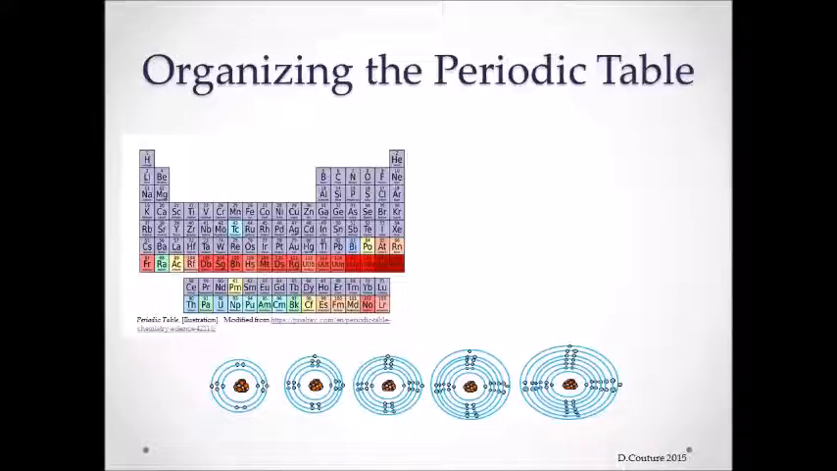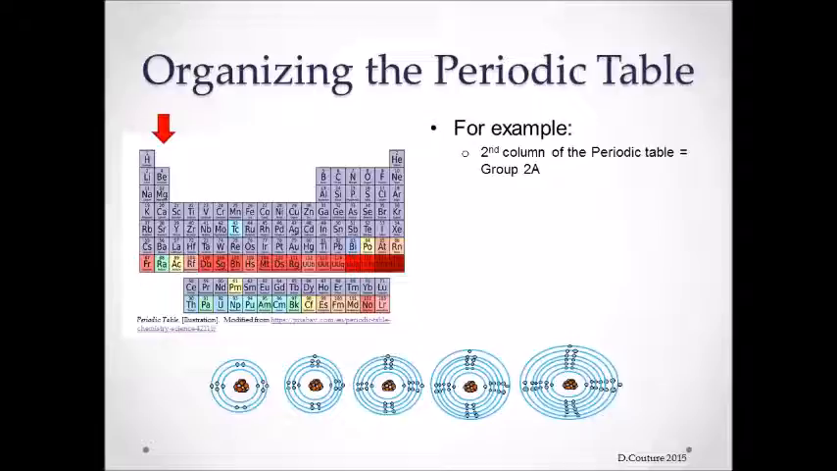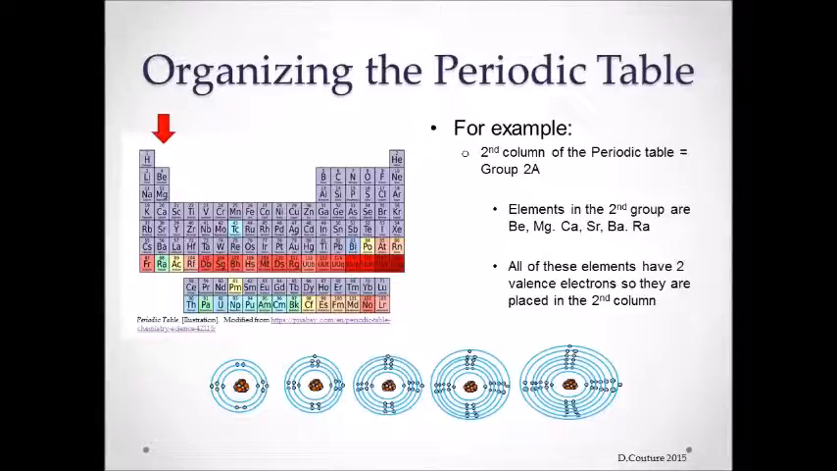So organizing the periodic table, if we take a certain example, we're going to take that second column. If you note in the drawings below, second column is group 2A. Those are your elements, and all of these will have 2 valence electrons, or 2 electrons only placed on that outer ring. Oh, there we go, beryllium.